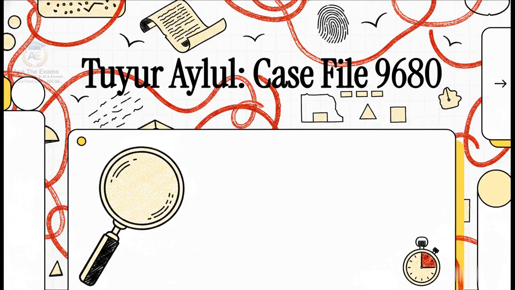The difference between an average B-grade summary and a top-tier mark doesn't come down to how much of the plot you've managed to memorize. It comes down to cracking the examiner's forensic code. Over the next 20 minutes, we are locking down this evidence room. We are going to break down exactly how Cambridge examiners expect you to interrogate the evidence within Tuyur Aylul, cross-examine the themes, and build an absolutely airtight, bulletproof analysis. Get your case files ready, because we are diving deep into the literal and thematic DNA of this text. The clock is officially ticking.